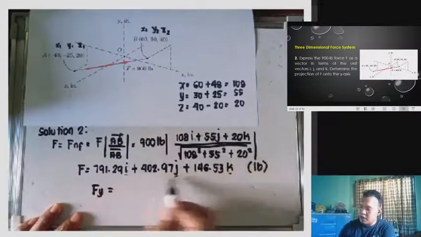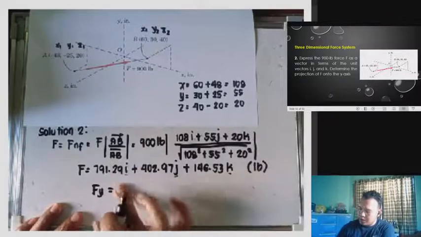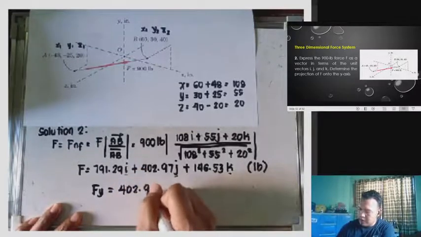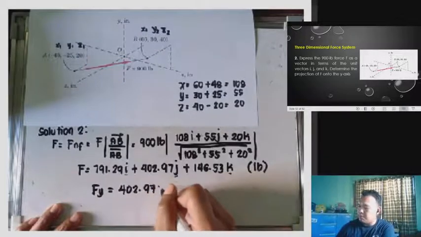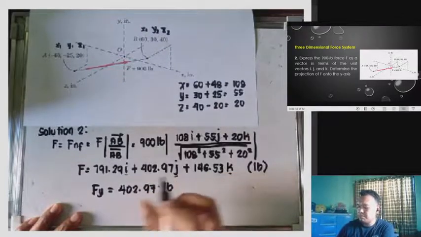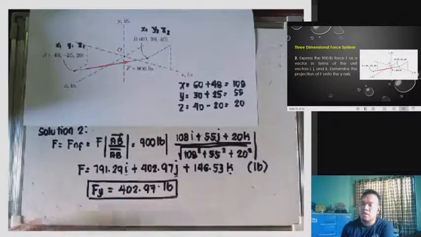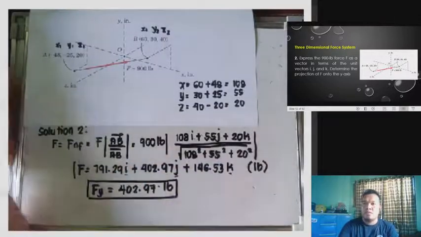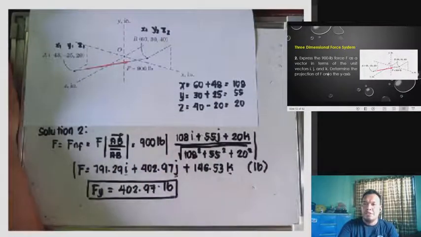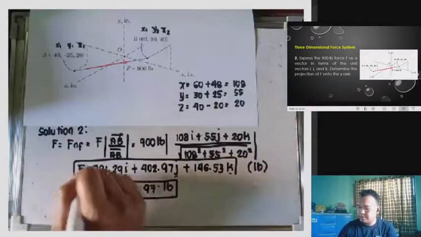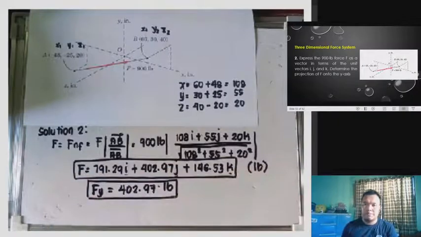Fy is equivalent kay 402.97 pounds. Ito po yung value ng Fy. Okay? Pero ito po yung vector ijk. F in terms of vector ijk po tayo. Okay? So, next problem po tayo.